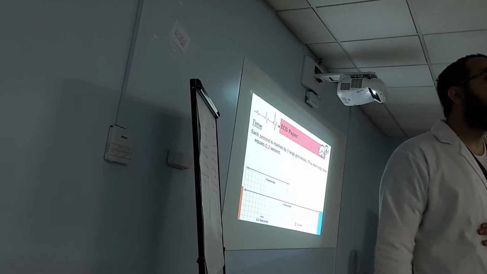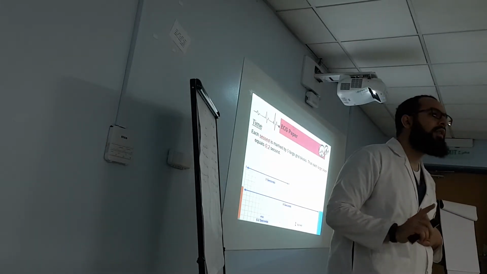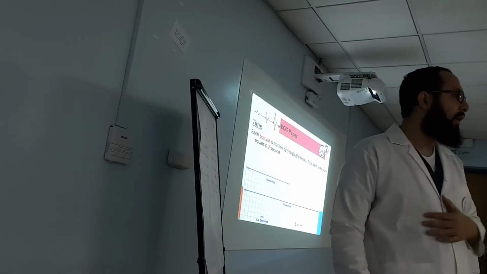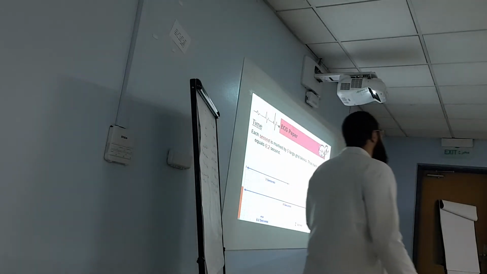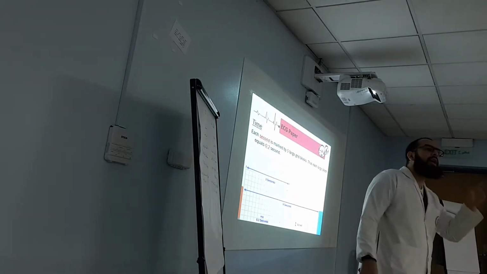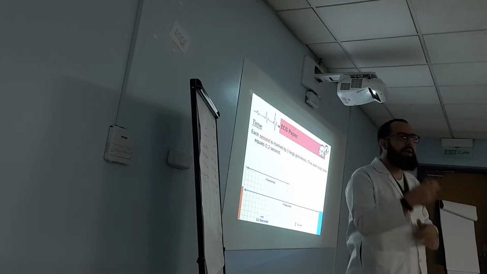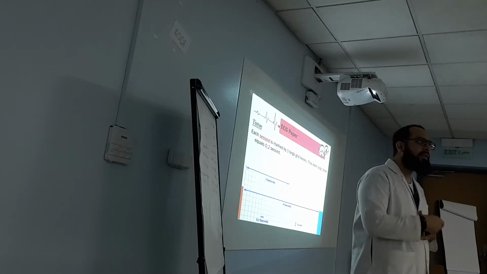How many large squares in 12 seconds? Use your calculator, use your phone, it's okay. 60 large squares. Okay. Just to get the idea. So every second is 5, so multiply that by how many seconds, then you will have that.